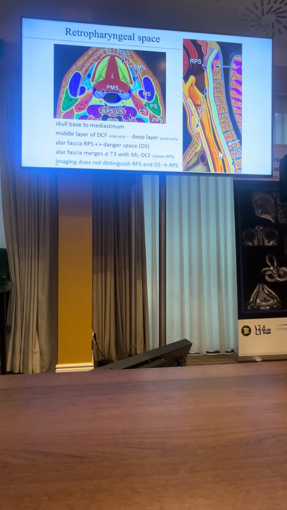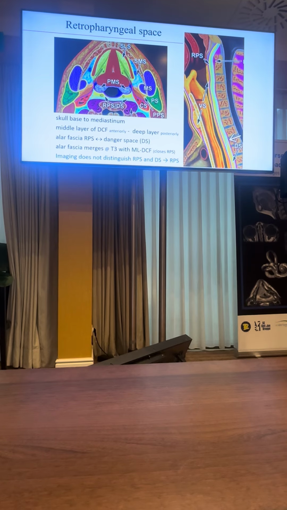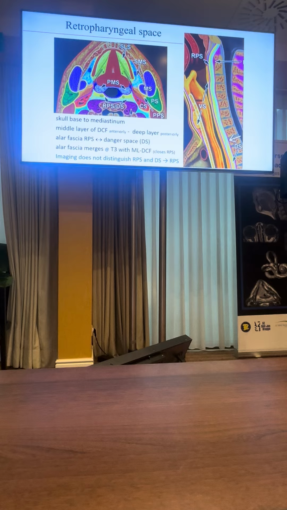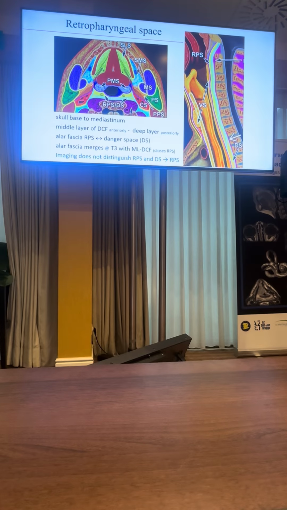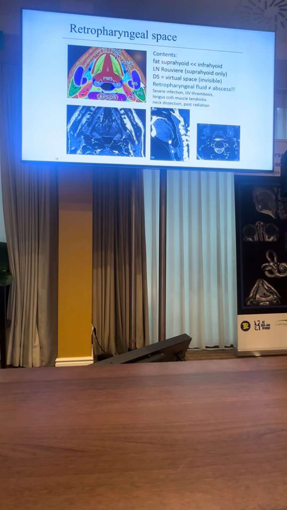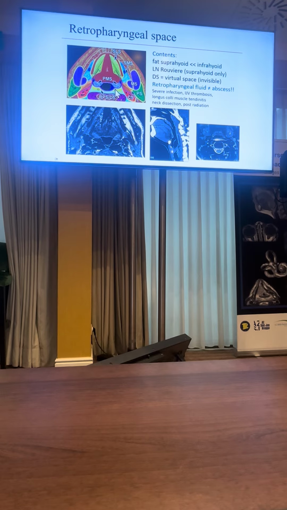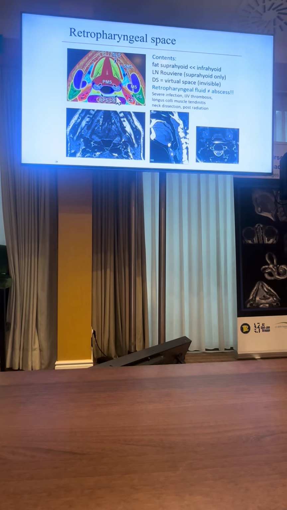So any lesion within the retropharyngeal or the danger space, we will keep this as one space and as one lesion. So we'll talk about the retropharyngeal space, and any lesion there may have the propensity to extend into the upper mediastinum. So the contents: fat, lymph nodes, and further posterior, this is the virtual space.